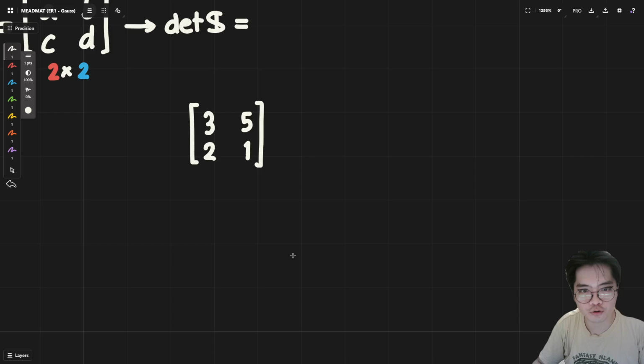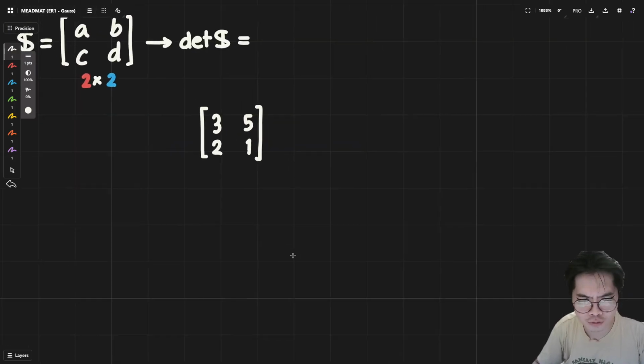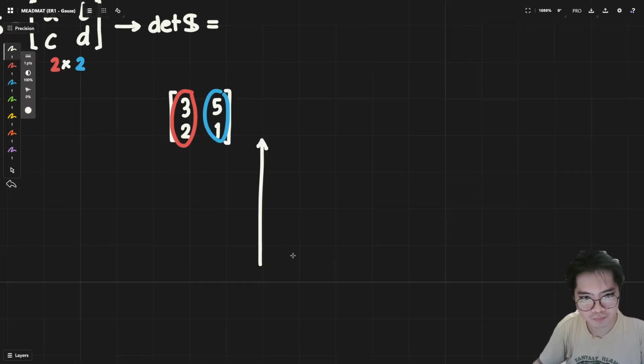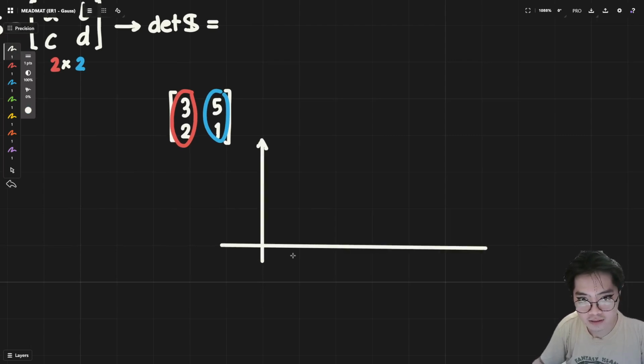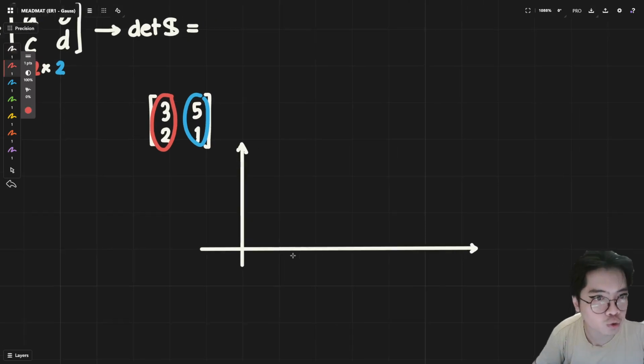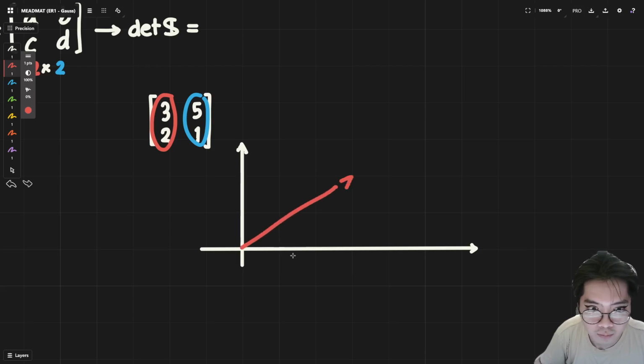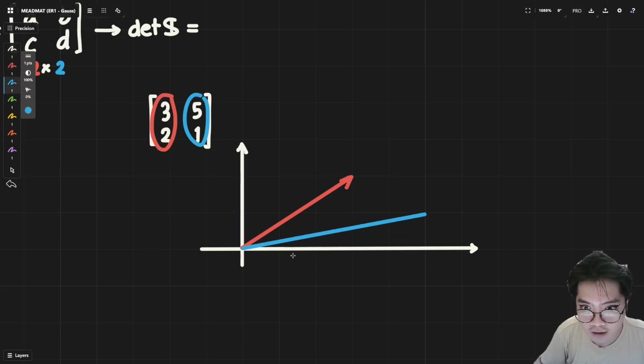What you're going to do is plot these. What are we going to plot? We're going to plot 3, 2, and 5, 1. So 3, 2 is 1, 2, 3 across and 1, 2 up. This is 3, 2. Let's draw a vector. There you go, that is your 3, 2. And then your 5, 1: 1, 2, 3, 4, 5 across, and 1 up. That is your 5, 1.